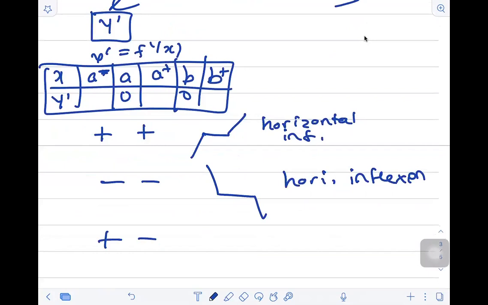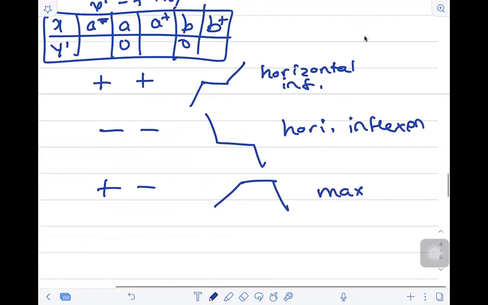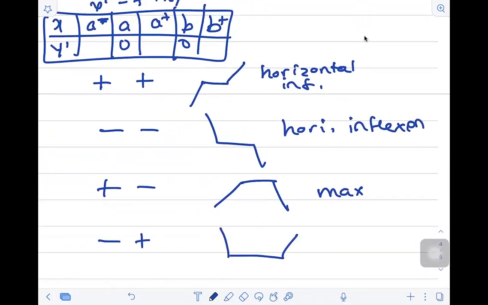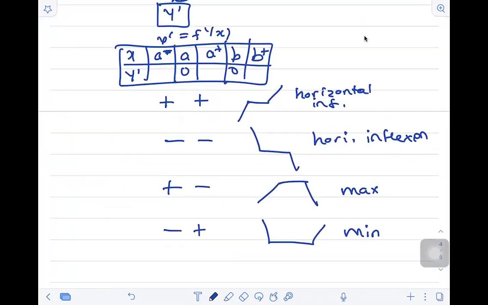If it went from minus to minus, it would be a horizontal inflection, but going downwards. If it goes from plus to minus, that would be positive gradient to negative gradient, that would be a maximum. And if it went from minus to plus, it would go like this, and that would be a minimum.